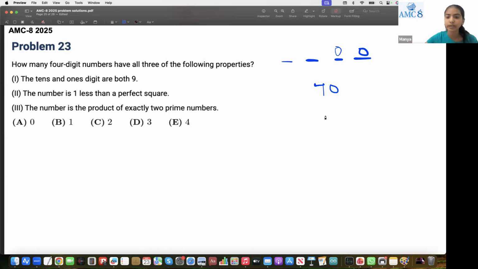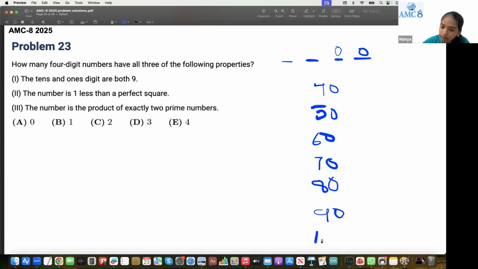So 40, 50, 60, 70, 80, 90. And I'm going to write 100 as well. Even though it is a 5-digit number, if we subtract 1 from it, it'll be a 4-digit number. And they're also saying that the number is 1 less than a perfect square. So then 100 can work as well.